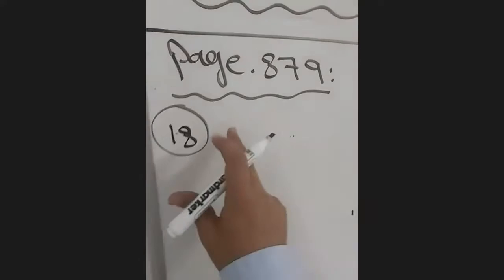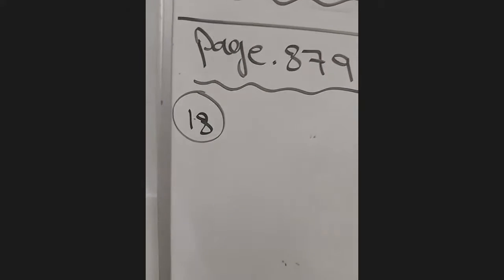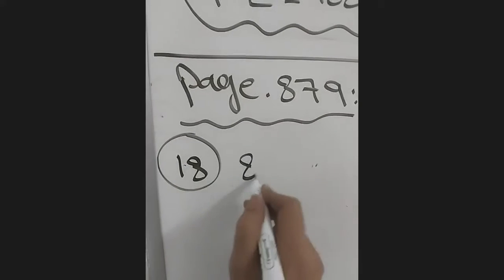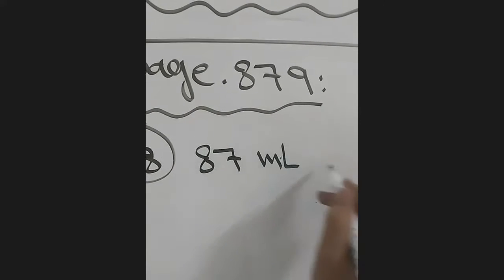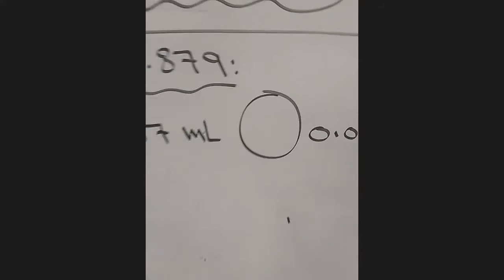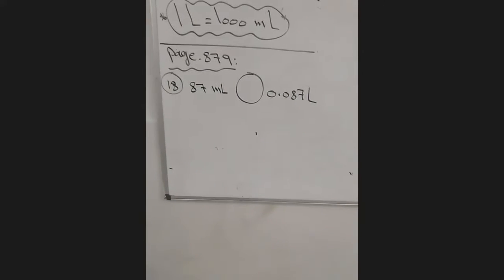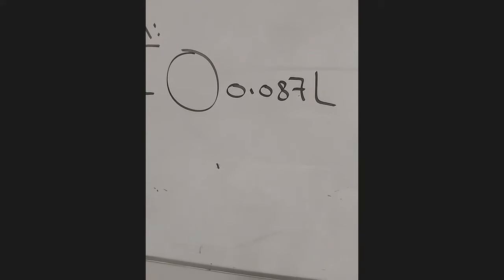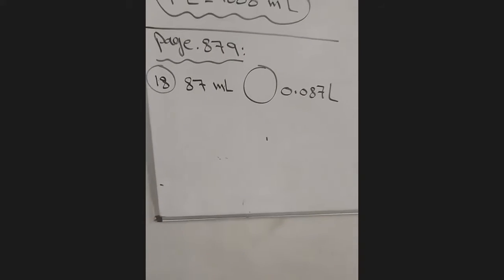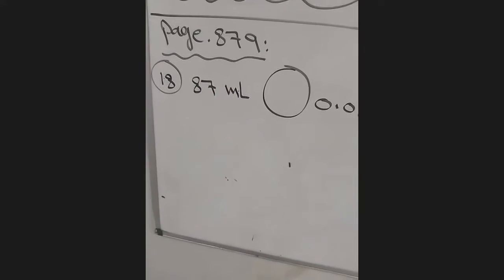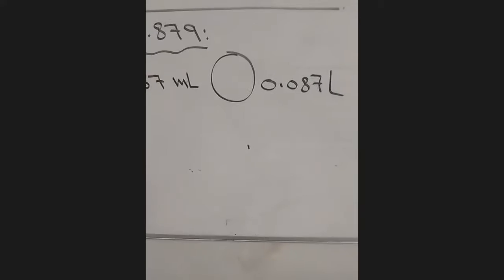Omar Adnan, again, please, what do we have here? Yes, 87 milliliter compared with 0.087 liter. Good. So here we are comparing, guys, which one is greater, 87 milliliter or 0.087 liter? And how do we do this, Mr. Omar? What do we need to do here? We can't compare with different units, so we'll change the units.